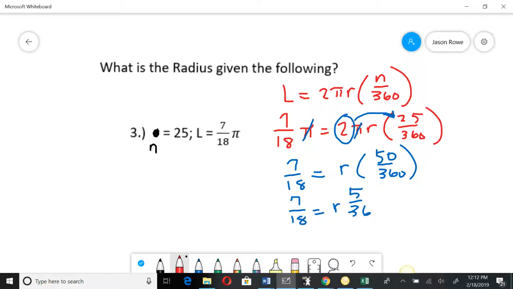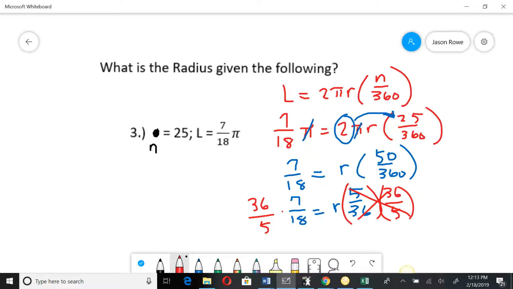Now what do I do? I multiply by a reciprocal. The reciprocal is 36 over 5. And I want you to notice something else I've done in all these examples. I've worked with the fractions because the fractions tend to work out with some nice things happening. And decimals are going to give you a lot of problems. So try to work with the fractions if at all possible. And so that's what I'm going to do here.